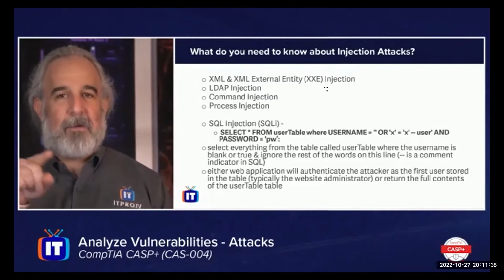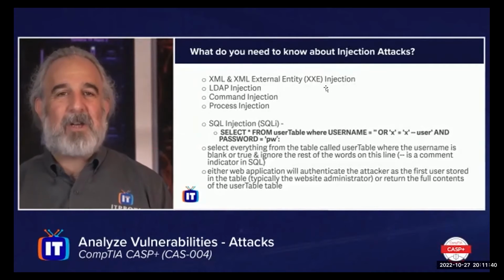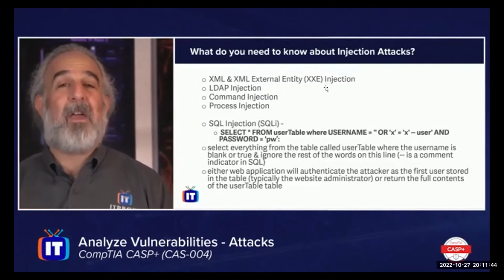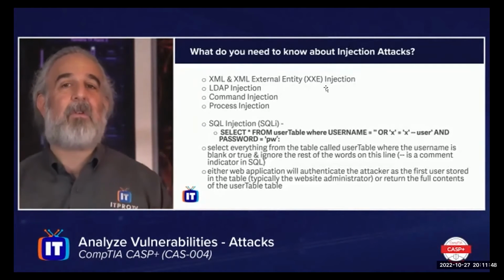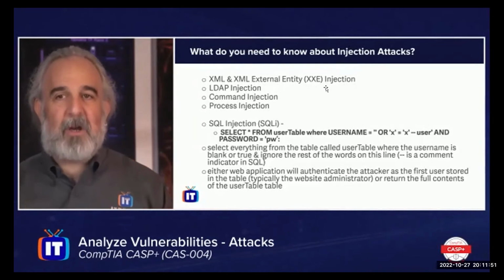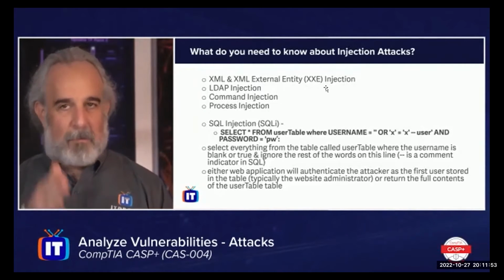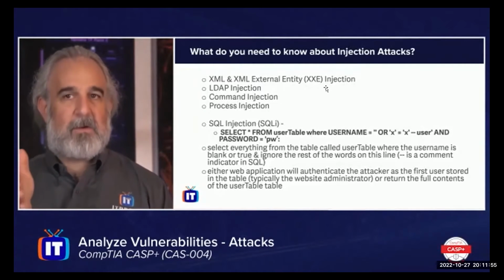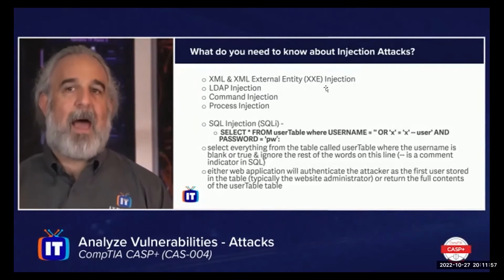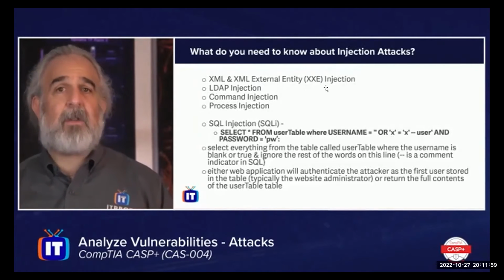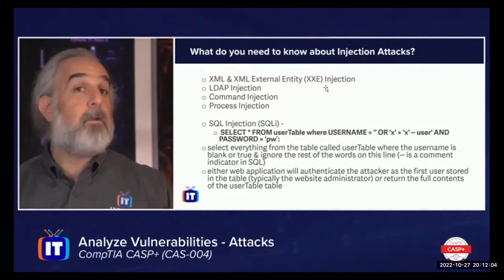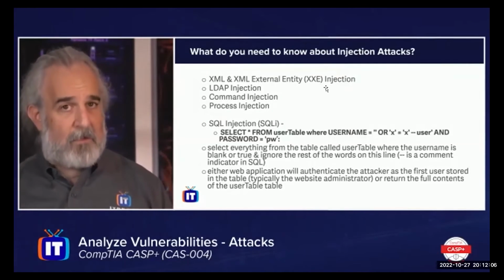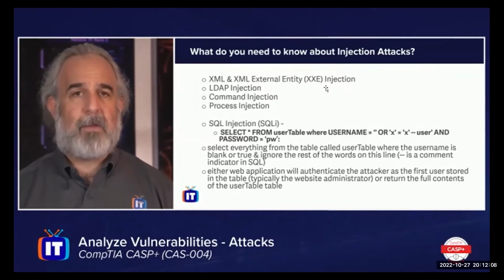So what do I do? I put the 2 dashes there. And the 2 dashes is a comment indicator in SQL, meaning we ignore everything at the end of that line beyond the 2 dashes. I am going to return back the information on the user stored in that table, because I'm going to stop processing at the end of the 2 X's before the double dash. Or, as I suggested when we talked about authentication bypass, I will be authenticated as the first user stored in that table, which is, as I suggested, more often than not, the administrator of that system.